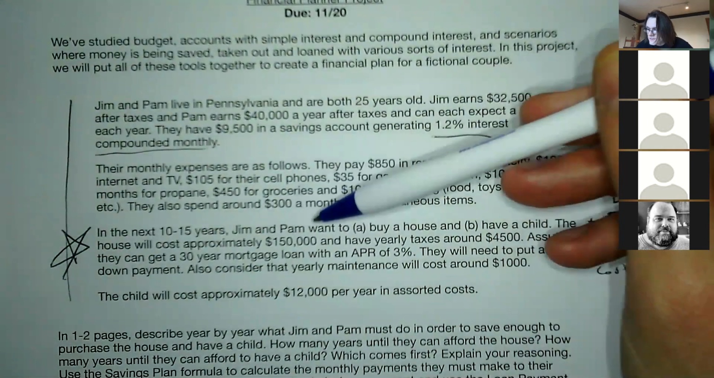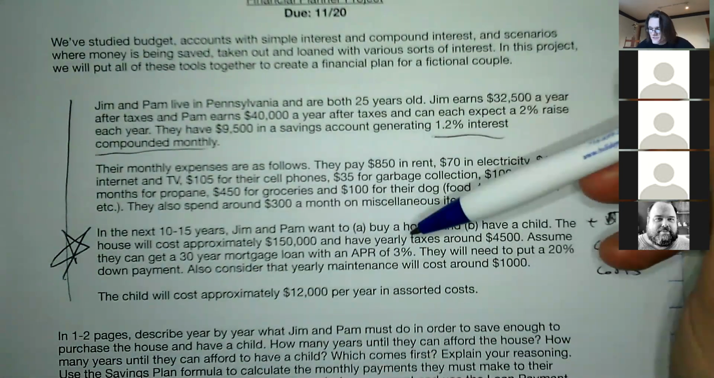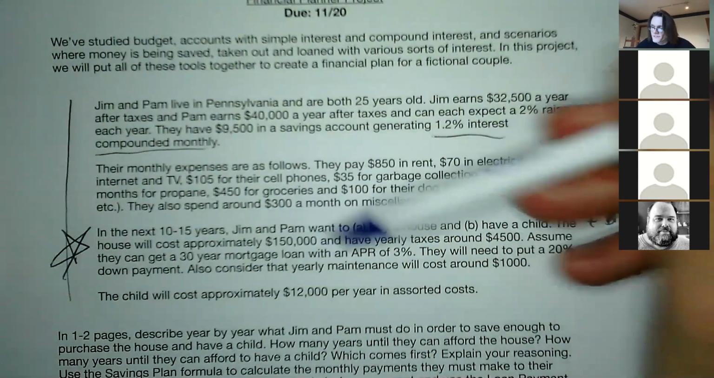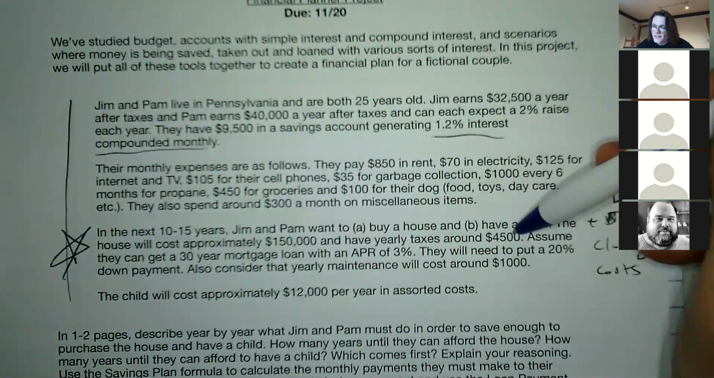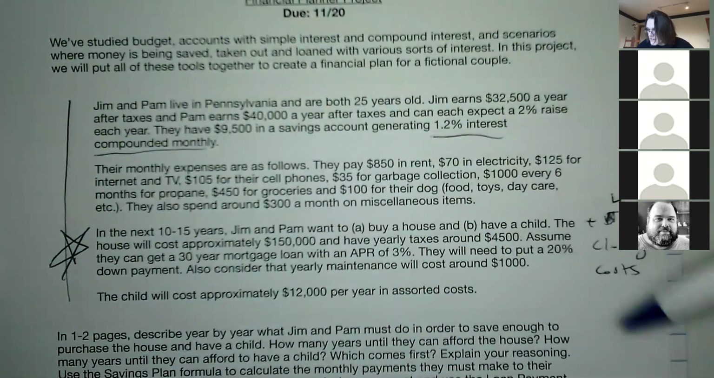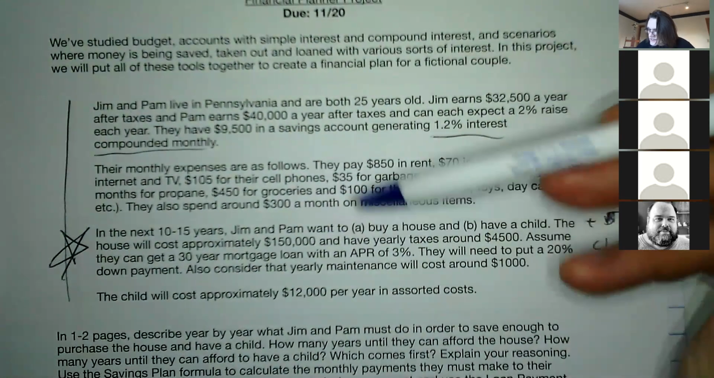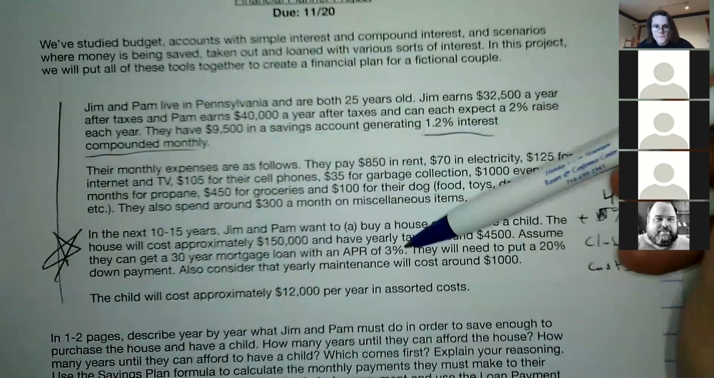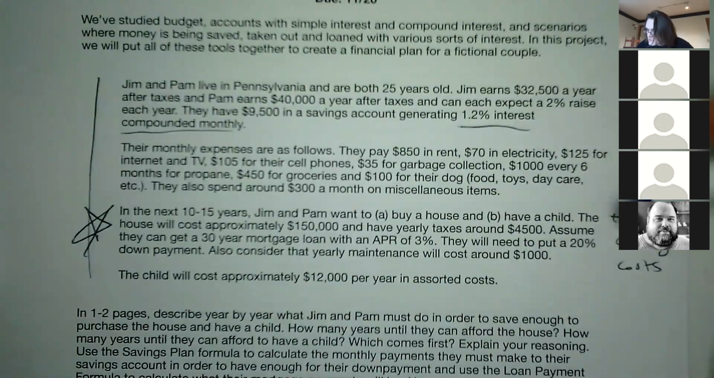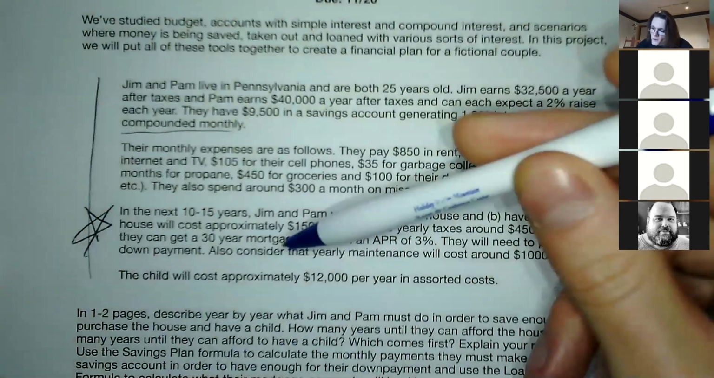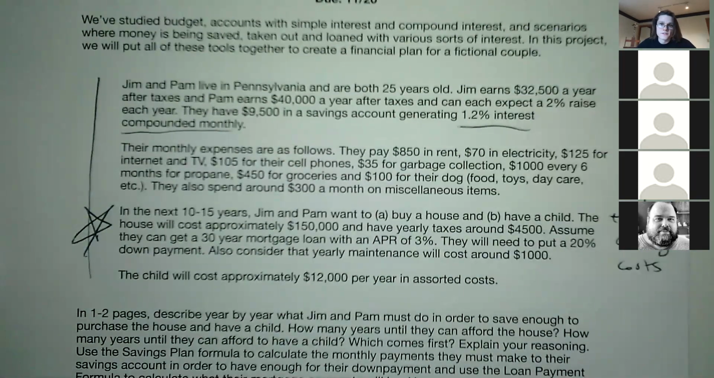The house has a price range. For the sake of the problem, assume it will cost $150,000, and the yearly taxes once they buy it will be $4,500. Assume they can get a 30-year mortgage with an APR of 3%. Also, they will need to put down 20% as a down payment, and there will be yearly maintenance of around $1,000.